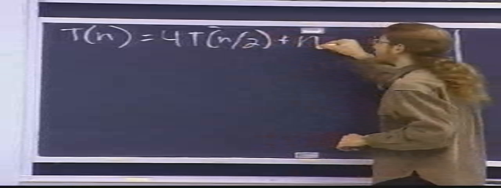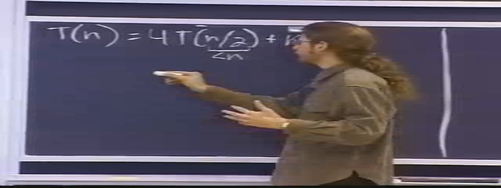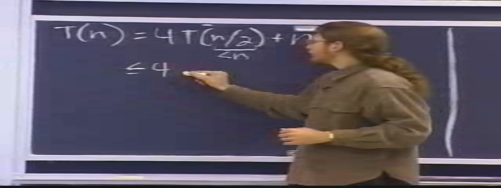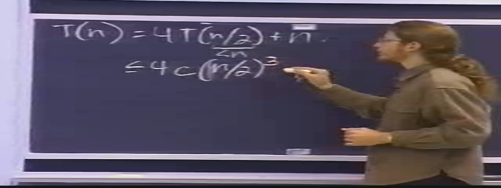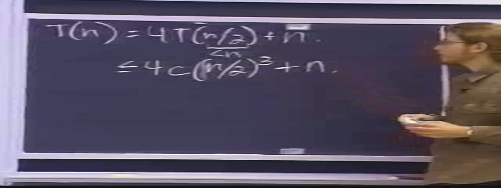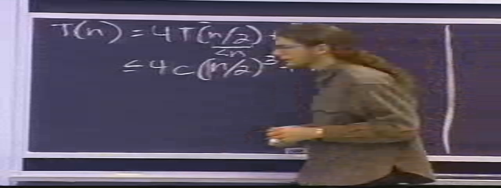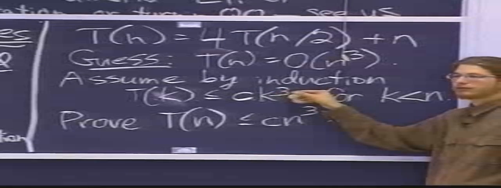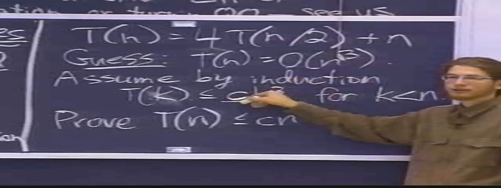And n over 2 is strictly less than n, and so we can apply induction. So this is the substitution method. We just say, well, that's at most 4 times c times (n over 2) cubed plus n. One thing I want to stress here is that the induction hypothesis was not that T of k is order k cubed. That won't be strong enough for our purposes. We really need to expand out the big O notation into a constant.